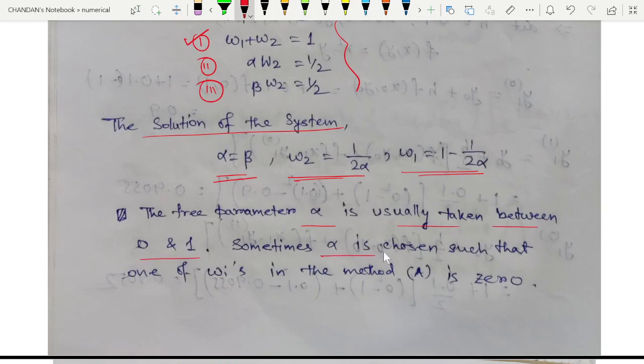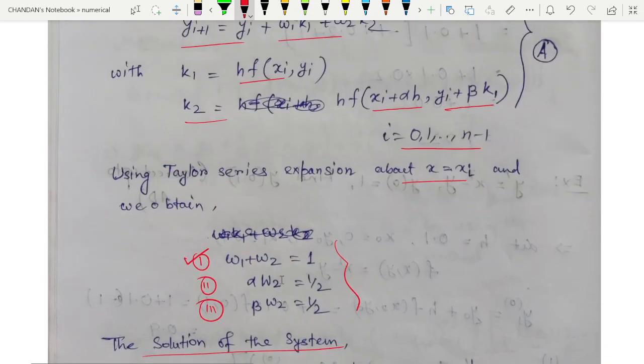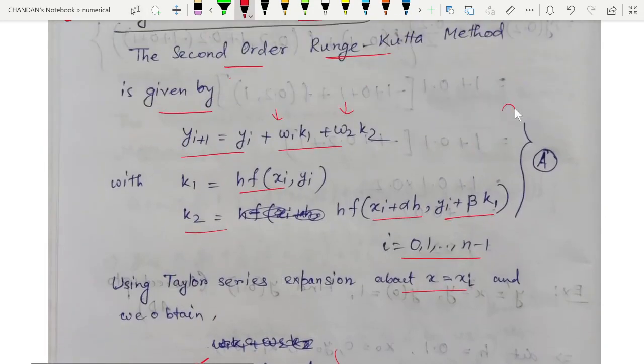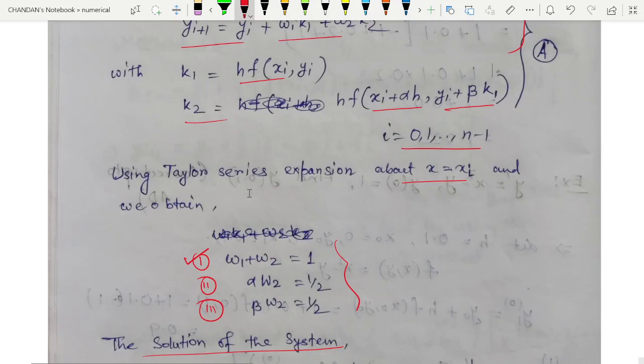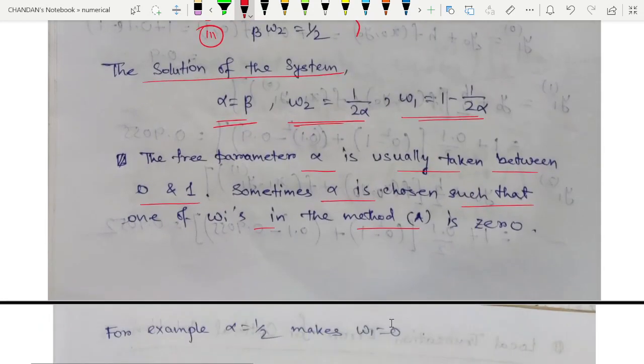The free parameter alpha is usually taken between 0 and 1. Sometimes alpha is chosen in such a way that one of the wi is 0. So I write the method, this is A. This is the RKM2 method, and from the possible values of w1, w2, alpha and beta, we get the previous methods, that is Euler method, modified Euler method, like that. So this is the case.